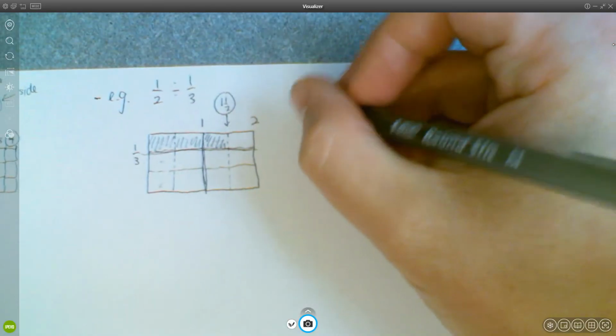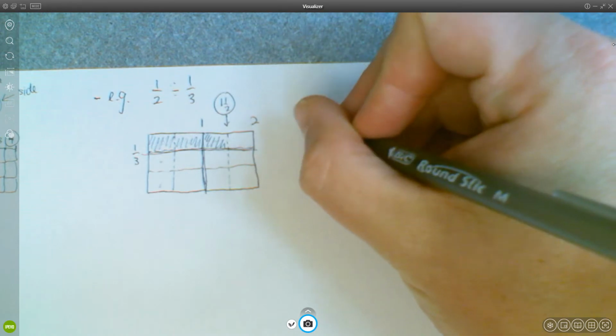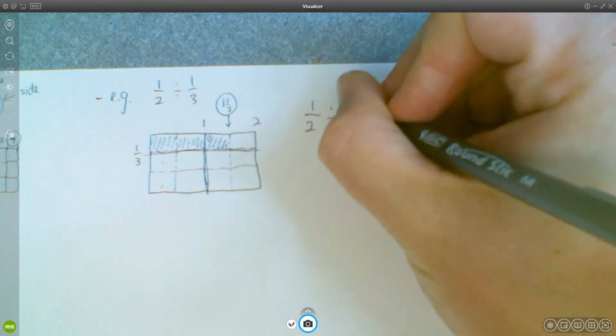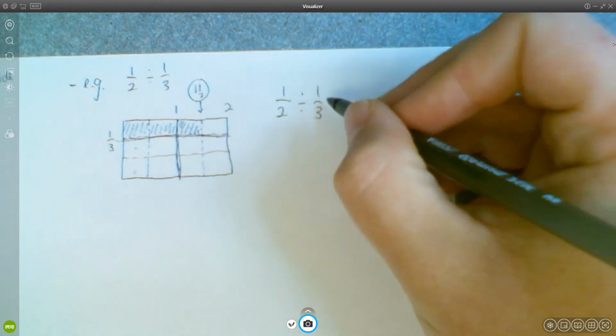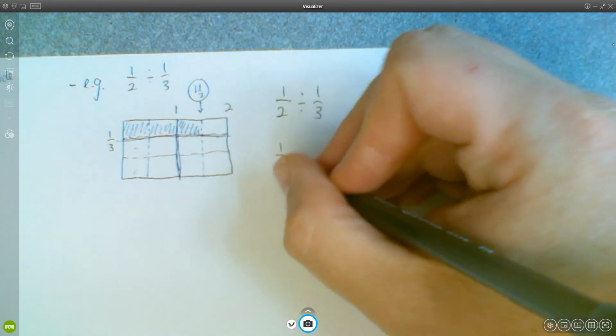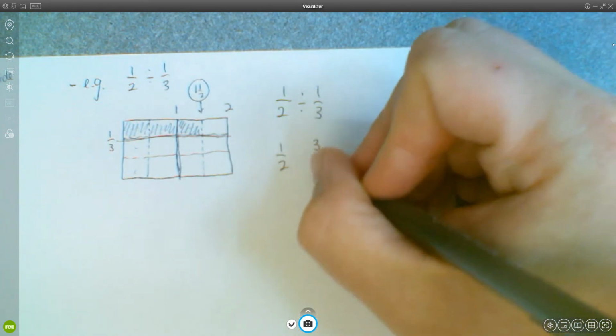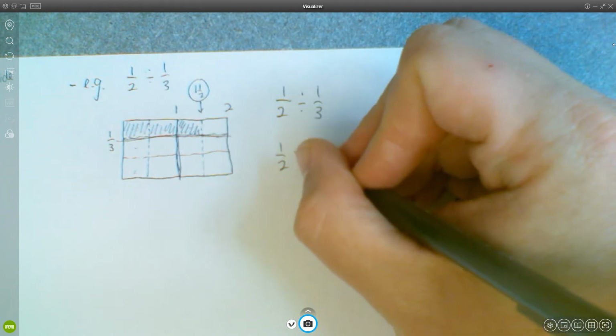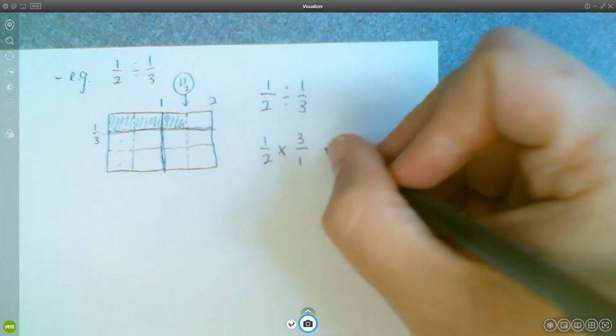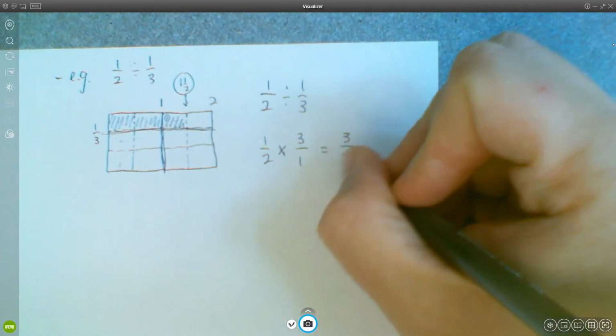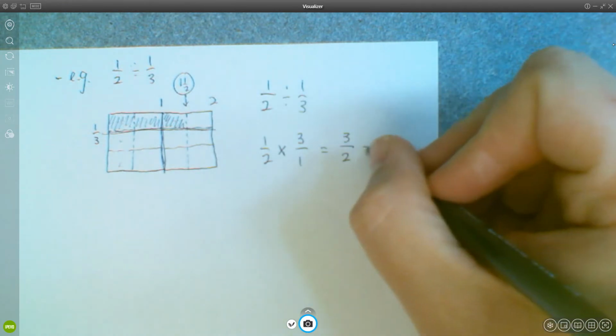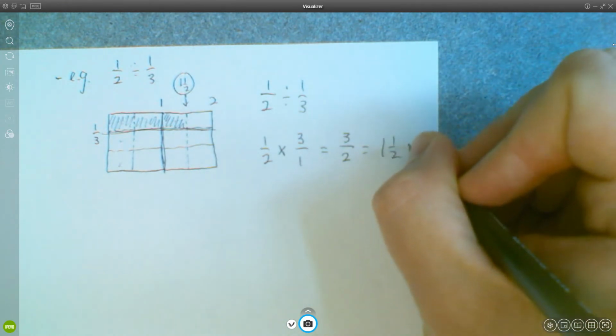And you can verify this using what you know about fraction division. Okay, the way that we divide fractions is we flip the second fraction over and we change the division to multiplication, right? And then you just multiply straight across. You get 3 halves. And if you change that into a mixed number, sure enough, it's 1 1/2.